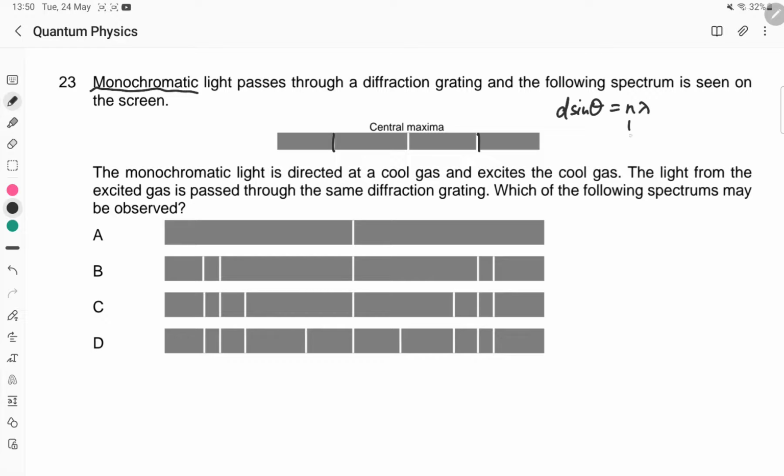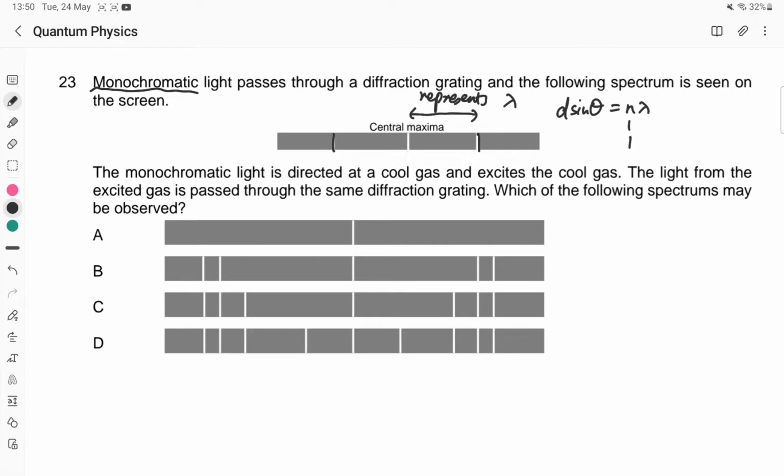In this case, we are seeing the first order, so n is equal to 1. So here, it tells us that the further away from the center, the larger the wavelength. So this gap here represents the lambda. This tells us this is a particular frequency, a particular wavelength.